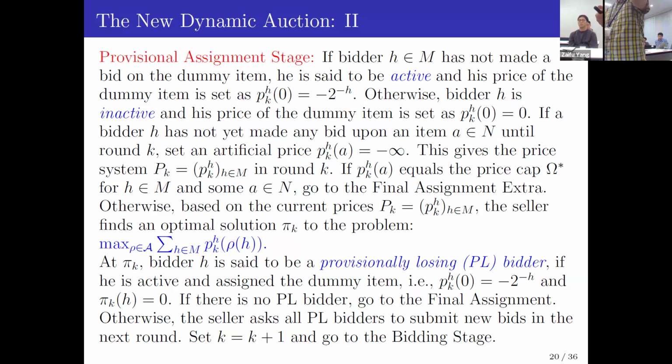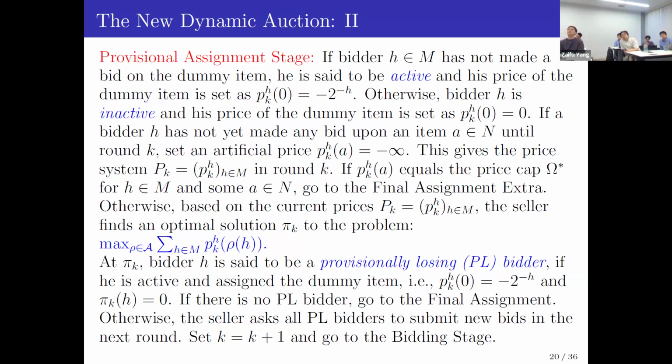Then the auctioneer will set the price of this agent on the dummy item to minus h. This is a kind of tie-breaking rule we designed. Otherwise, the bidder is inactive. Inactive means you actually made a bid on the dummy item. And in this case, the price of the dummy item must be set to zero.